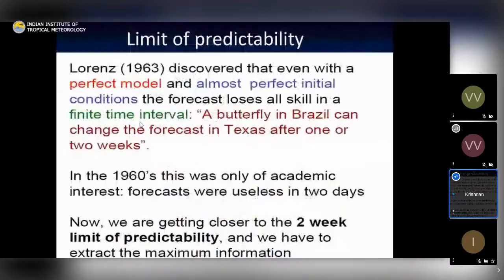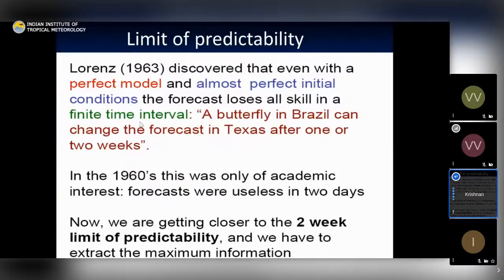That's what he said. And he discovered that even with a very perfect model, because the system of three equations is a very perfect system, and even if you have almost perfect initial conditions, the forecast will lose its skill in a finite amount of time. So he basically remarked that a butterfly in Brazil can change the forecast in Texas after 1 or 2 weeks. And this was mostly of great interest from an academic point of view. And the forecasts were also becoming useless after 1 or 2 days in the 60s.